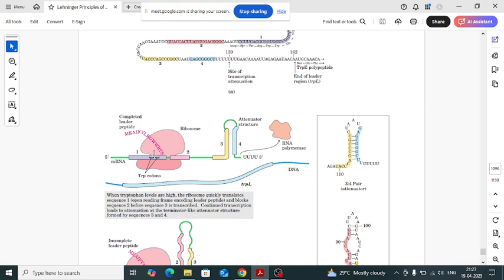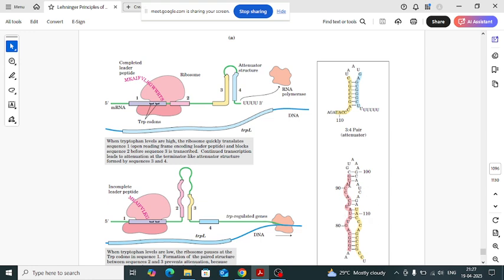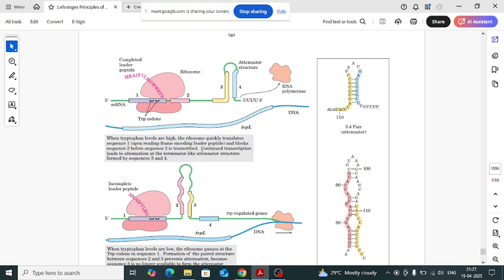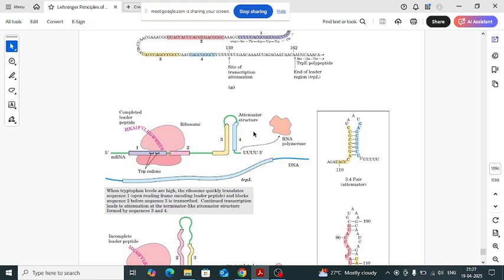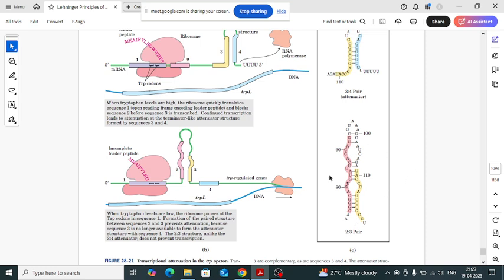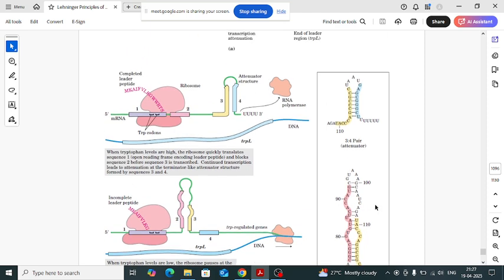Because this ORF1 has TRP codons, if the tryptophan level is high, the translation will be quick here. This leader peptide will be synthesized very quickly, right? So now the translation will be going on, and it will block the 2 and 3. So this pair will be blocked, right? Because translation is fast, it will block this 2-3 pair, right? But this continued transcription will lead to the attenuation at the 3 and 4, right? If the 2-3 pair is not formed, then it will make a termination attenuator structure which is 3-4, right?